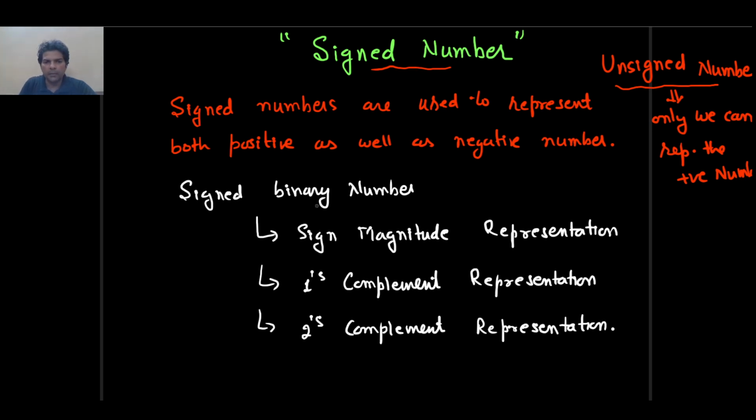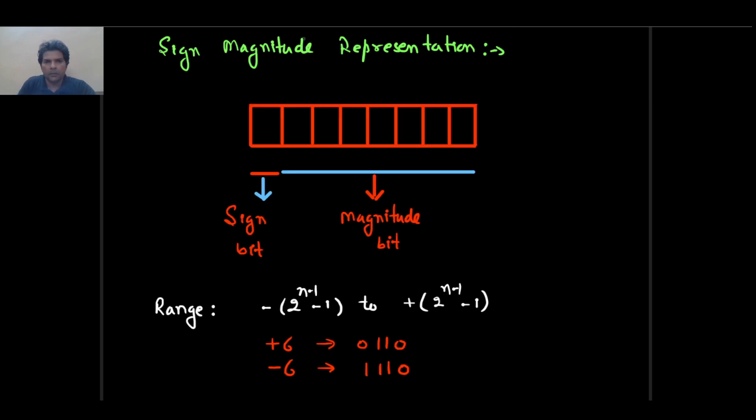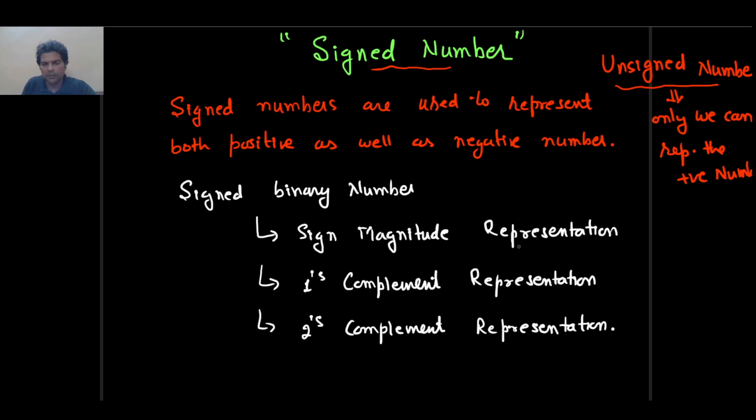Further, signed binary numbers are again categorized into three parts. First is the signed magnitude representation, second is the ones complement representation, and third is the twos complement representation. So first is the signed magnitude representation. This comes under the signed number. It is one of the types of the signed number where we can represent the positive as well as negative number.